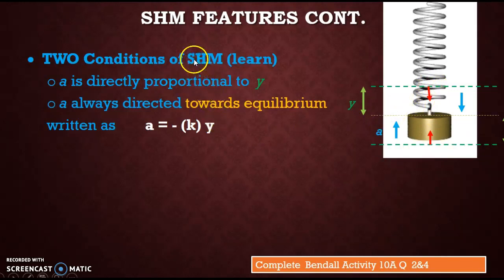There are two conditions necessary for simple harmonic motion, and you need to know these. The acceleration is directly proportional to y. The further the object is away from the equilibrium position, the greater the acceleration will be, and acceleration is always directed towards the equilibrium position, and you can see this by the direction of the arrows here. If we write that, it can look like this: a is equal to negative ky. What is the k here? It's a constant. Why do you think it's negative? Any ideas?